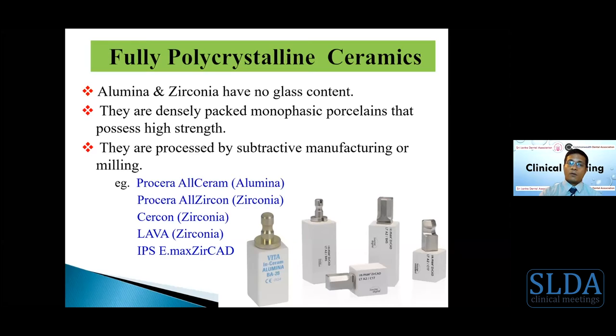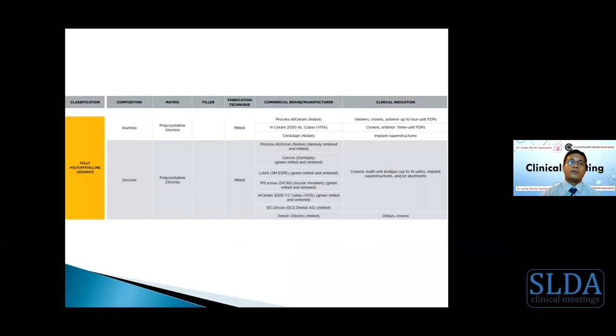Again, when you look at this table, it shows you the ceramics composed of alumina and zirconia separately. You can see a range of commercially available brands with alumina or zirconia. So according to your choice, you can go for whatever you like.